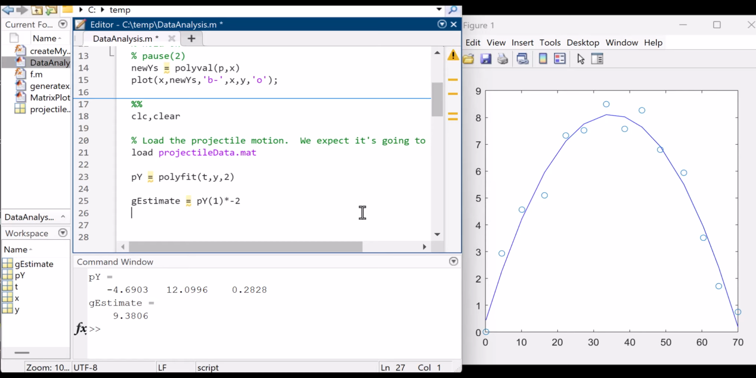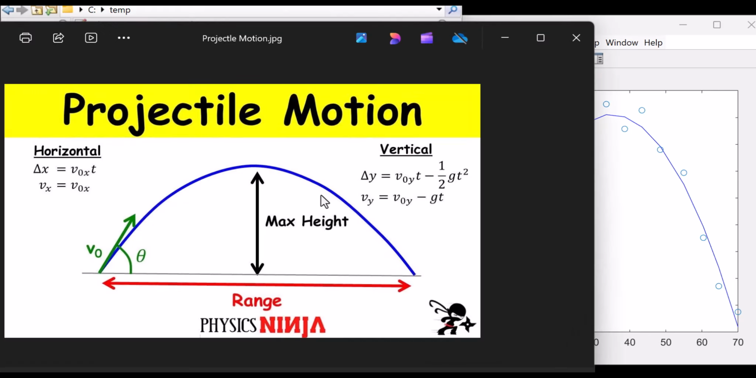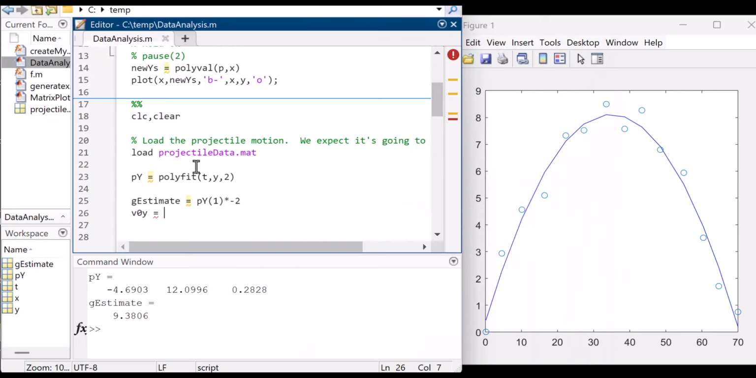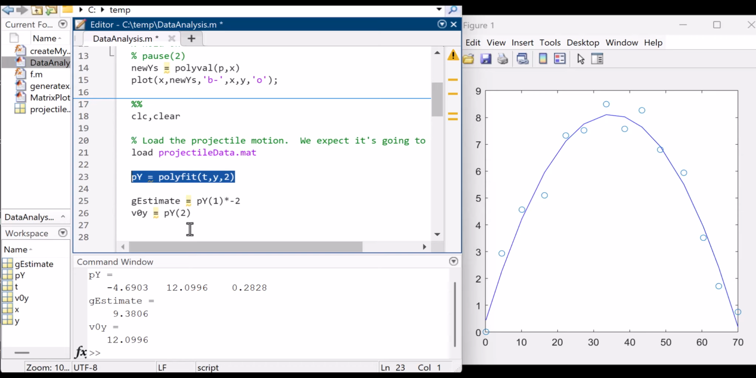And then my v naught in the y direction is going to be given by the coefficient that is in front of the t, right? So the coefficient in front of the t is the second term. So py second term. Okay, so now I'm going to polyfit the x as well.